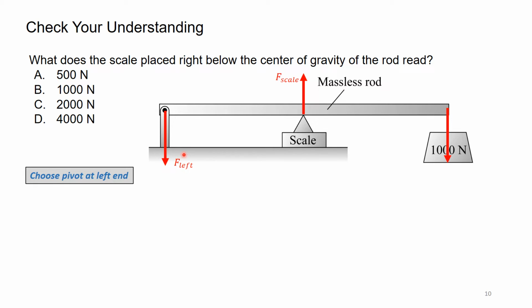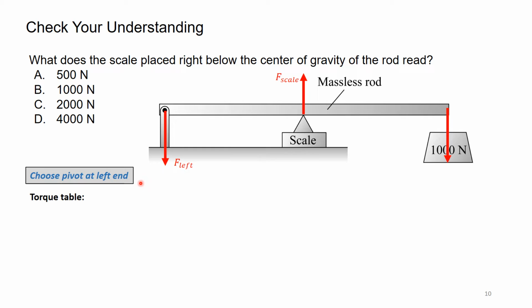So how do you eliminate a force from your calculation? You can do it by choosing a pivot appropriately. We want to eliminate F left from our calculation, so we'll choose the pivot exactly where F left is acting. We'll choose the pivot at this black dot, at the left end.